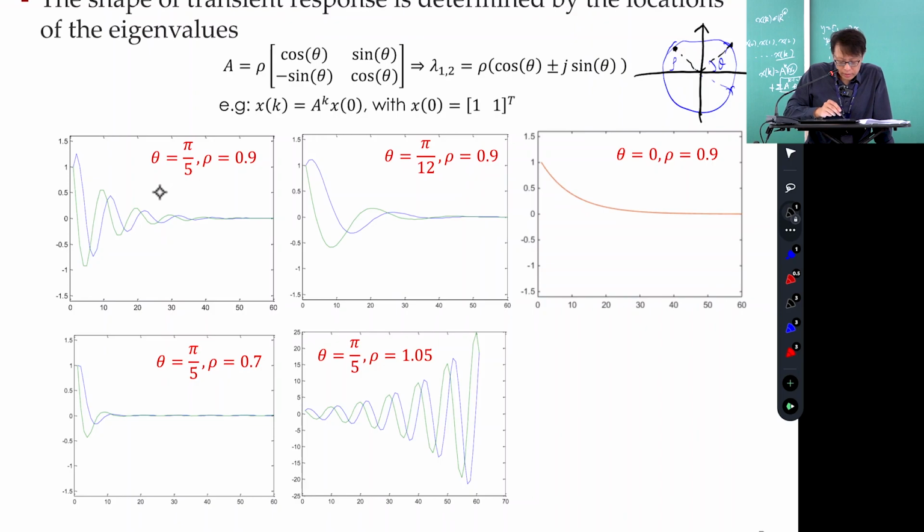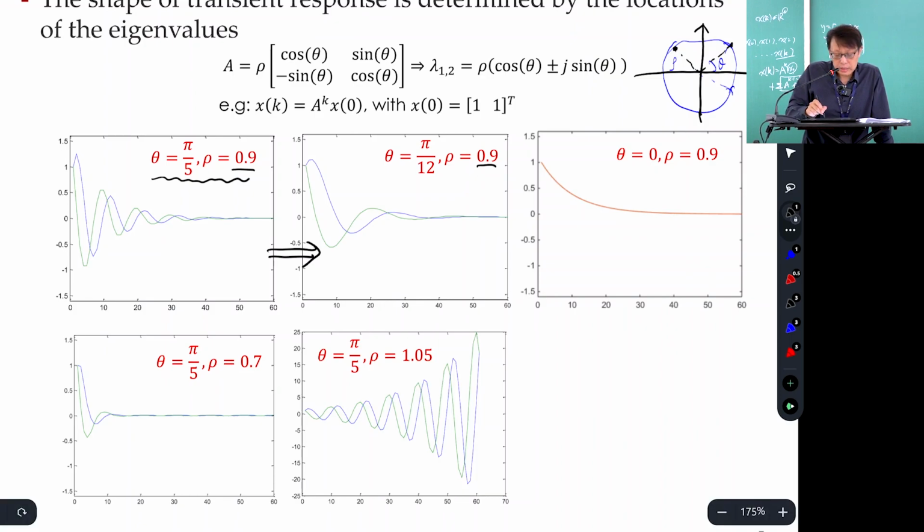Let's say this one, you can see the typical response. It's oscillating a little bit, eventually converging or dying out to 0. That's for theta equal to pi over 5, and rho is 0.9. From here to here, rho is the same, but theta is smaller. What's the difference between these two responses?